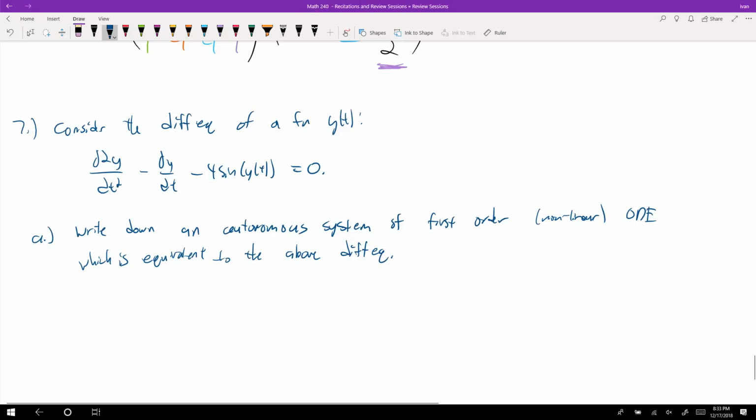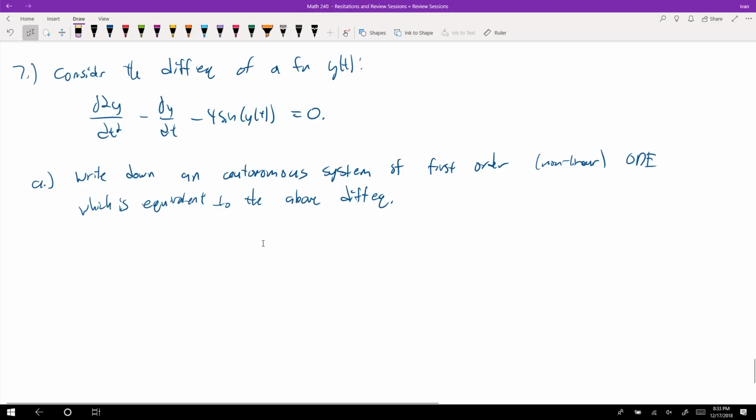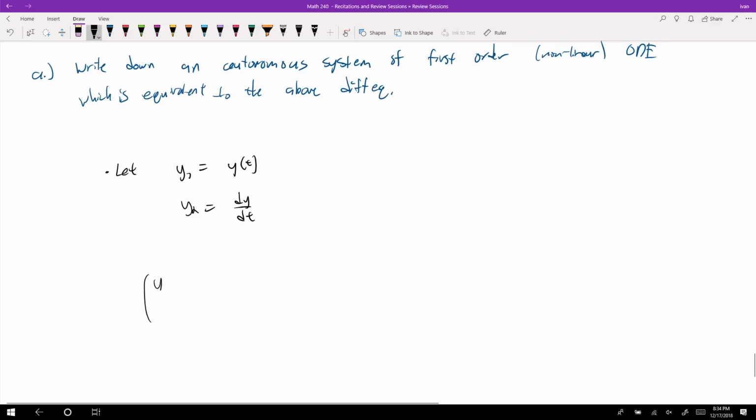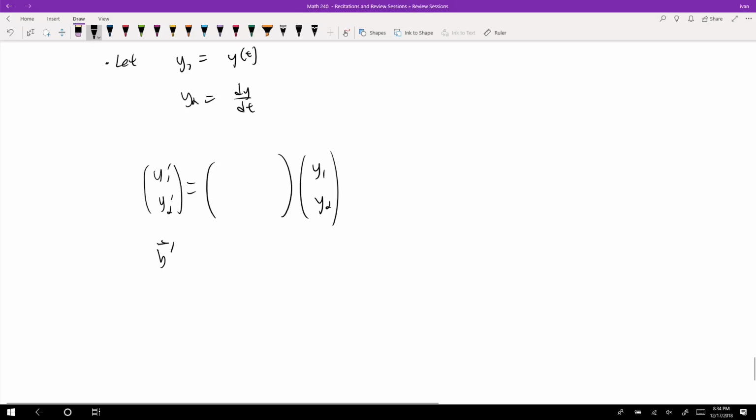Don't you set dy/dt equal to something and then come up with the system? Yeah, we kind of just assign arbitrary values to these. So what we're going to do is let y1 equal y(t), and then y2 is equal to dy/dt. Now we want to say y1 prime, y2 prime is equal to some matrix times y1, y2. It's like x prime equals A x; well, this is y prime equals A y.